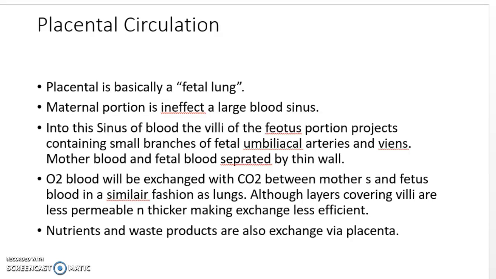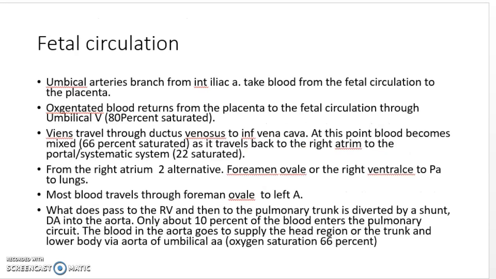Next thing I want to discuss is the fetal circulation. What is the fetal circulation? Well, it's the whole circulatory system of the fetus. So the umbilical arteries and the umbilical veins bring blood. The umbilical arteries are branches from the internal iliac arteries, and they take blood from the fetal circulation to the placenta.